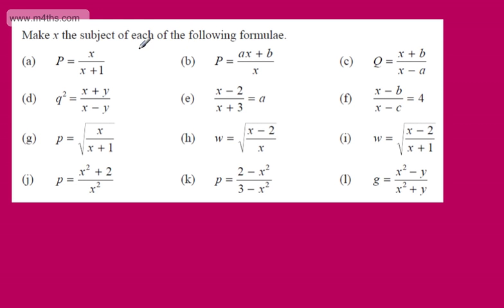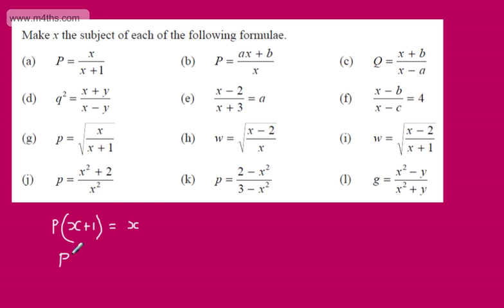These ones now, we're asked to make x the subject of each of the following formulae. We can see that x appears in the numerator and the denominator. What we need to do here is multiply by the denominator of the fraction and then factor. So let's go for this one first. What I want to do is make x the subject. So I'm going to multiply both sides by x plus 1. So we've got p multiplied by x plus 1 is equal to x.